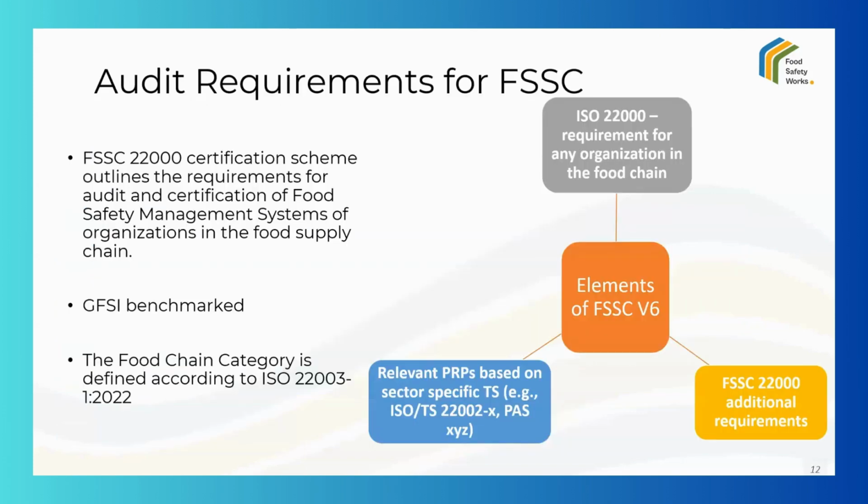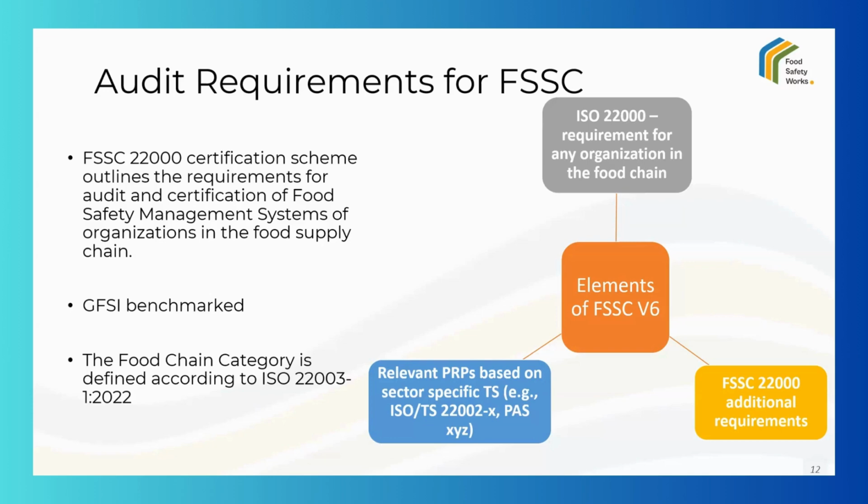Now moving to your audit requirements for FSSC, right? There are 3 parts to it. The first part, the major part, is ISO 22000. All the clauses mentioned in ISO 22000 have to be complied with. So now there are PRP gaps. Where do I go and search for the PRP requirements? Because ISO 22000 doesn't talk about the PRP requirements.